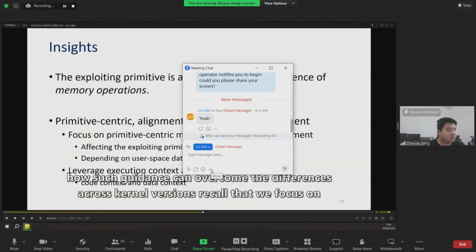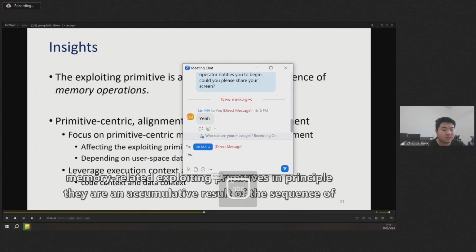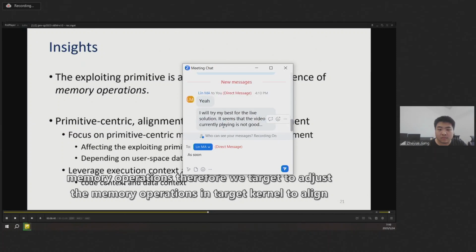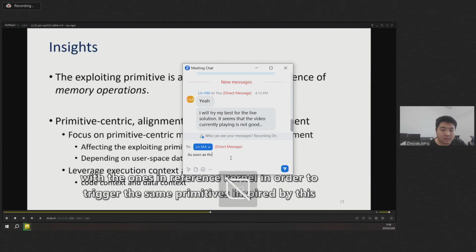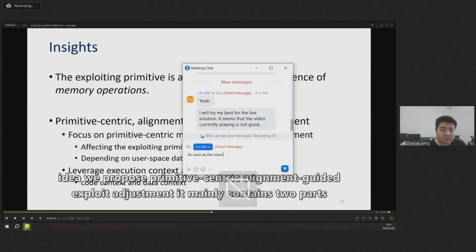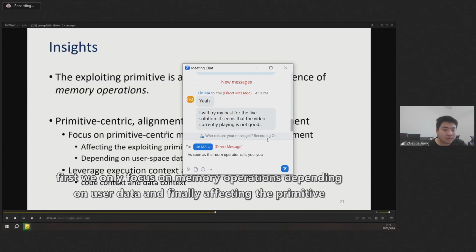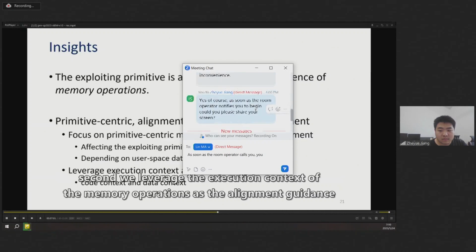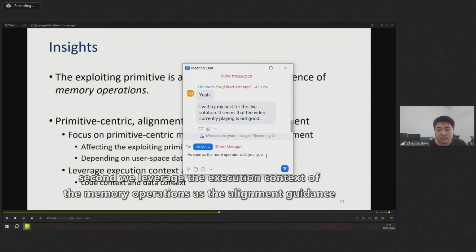Recall that we focus on memory-related exploit primitives. In principle, they are an accumulative result of the sequence of memory operations. Therefore, we aim to adjust the memory operations in the target kernel to align with the ones in the reference kernel in order to trigger the same primitives. Inspired by this idea, we propose primitive-centric alignment-guided exploit adjustment. It mainly contains two parts. First, we only focus on memory operations depending on user data and finally affecting the primitive. Second, we leverage the execution context of the memory operations as the alignment guidance.